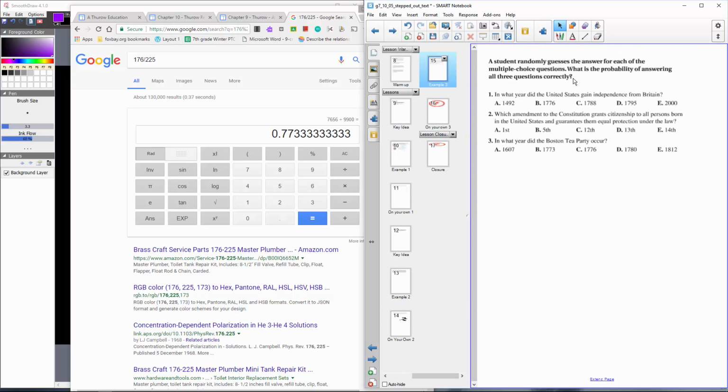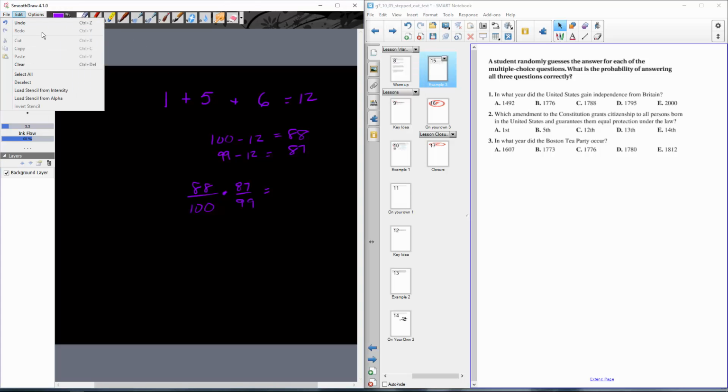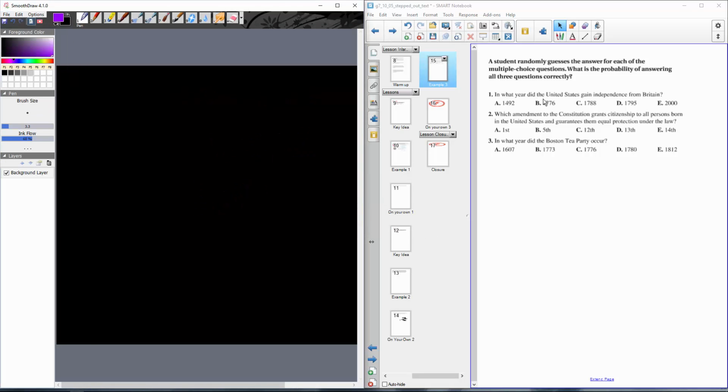For this one here, it says, a student randomly guesses an answer for each multiple choice question. So you might know the answers to these things, but it doesn't matter. They're saying that they're just guessing. Now, how many options are there for each one? Now look here, there's 1, 2, 3, 4, 5. So I have a 1 in 5 chance of getting this right. And then I have another one, 1 in 5 chance again, right? And then another one, a 1 in 5 chance.